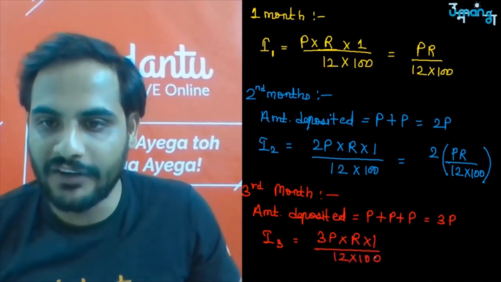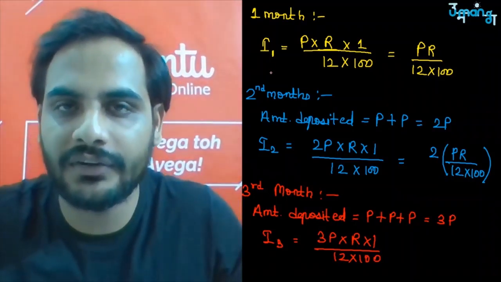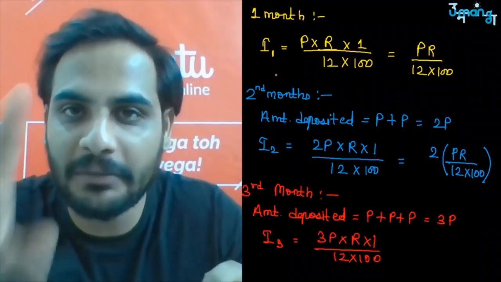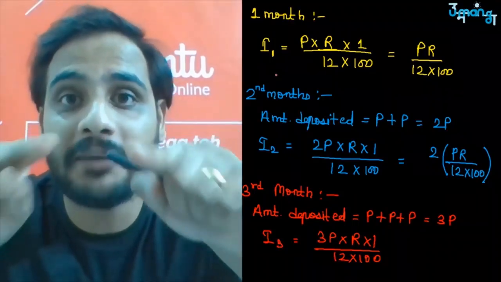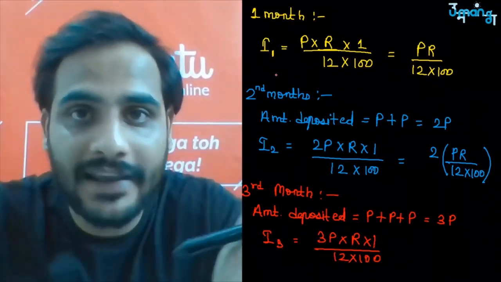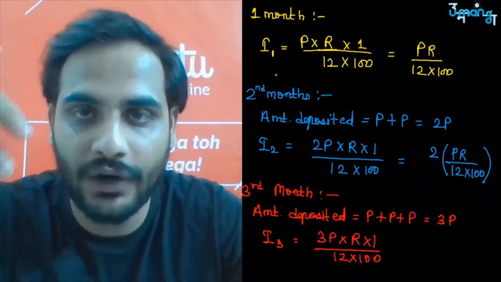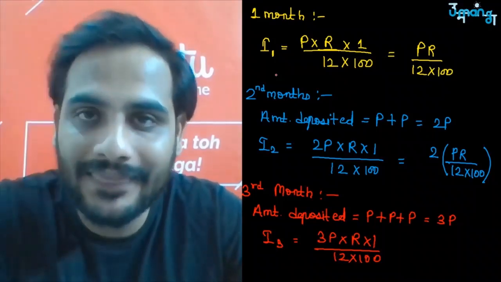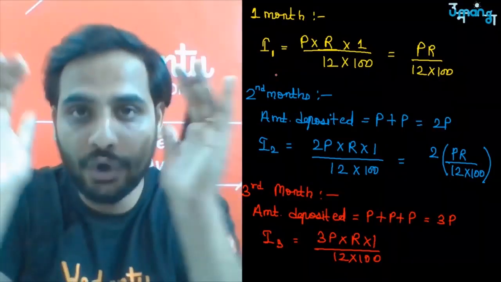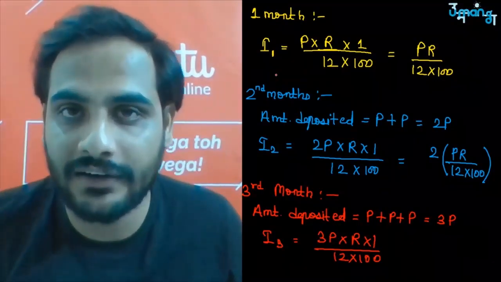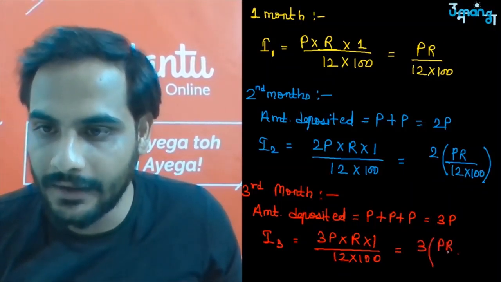Now you must be thinking that sir, amount deposited will be more than 3P, because interest is also there. But as I have told you, we are calculating simple interest. So interest is only calculated on the amount which you are depositing. Interest will not be calculated on the interest which you have got. Got it? On the interest you got in the previous month, you will not calculate any interest. Only the amount which you are depositing, only on that portion will interest be calculated. So it will become now 3 times of PR upon 100.